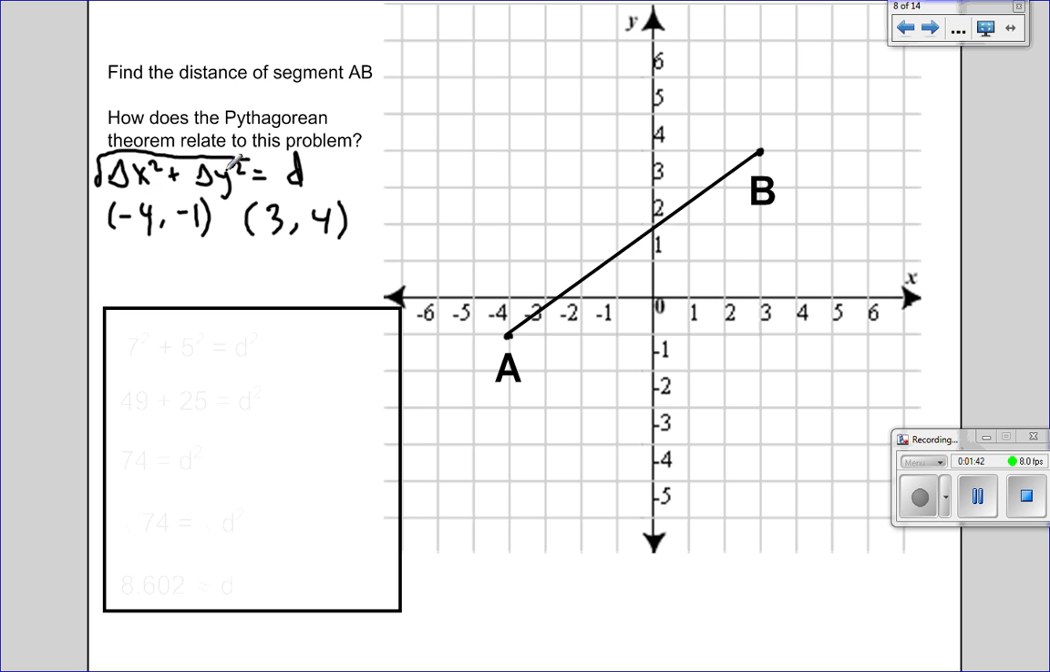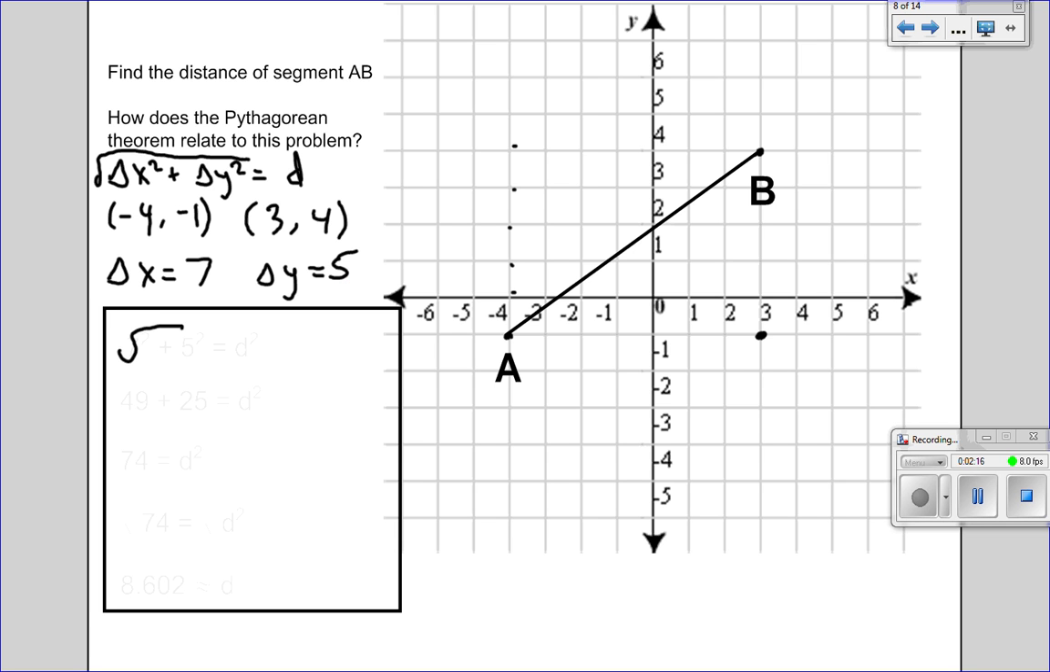How do you go from negative 4 to 3? Well, if you think of a number line, negative 4 to 3, you're going to move 7 to the right. So 1, 2, 3, 4, 5, 6, 7. And for your delta y, negative 1 to 4 would be 1, 2, 3, 4, 5. So your delta x is positive 7, your delta y is 5. So let's go ahead and plug these in to solve now.